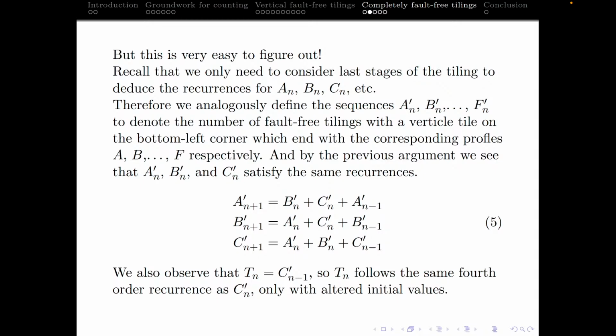So what we need to do next is count the initial values of these three sequences: initial values of a dash n, b dash n, and c dash n. And once we get a recurrence for c dash n, we automatically get a recurrence for tn, and from tn we can just double the values to get un. So tn and un follow the same recursion, and from that we have enumerated the completely fault-free tilings. So let's just get going with the initial values.